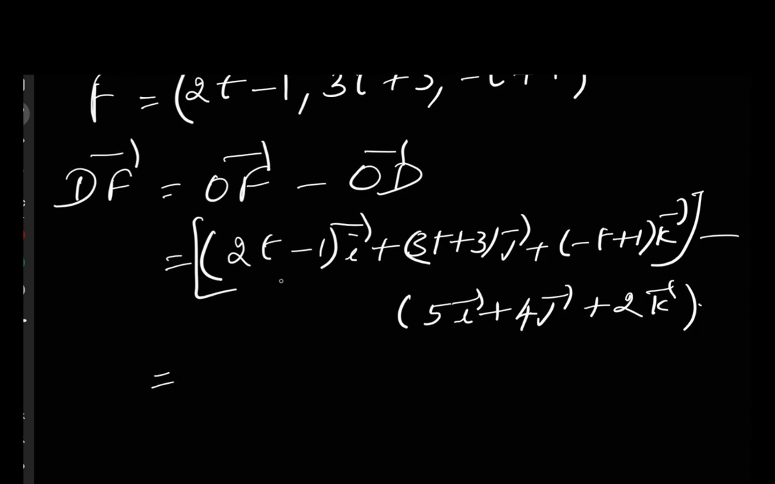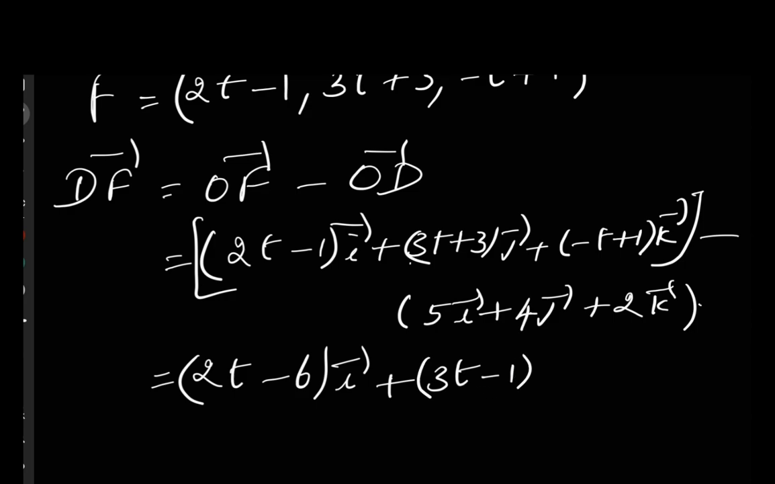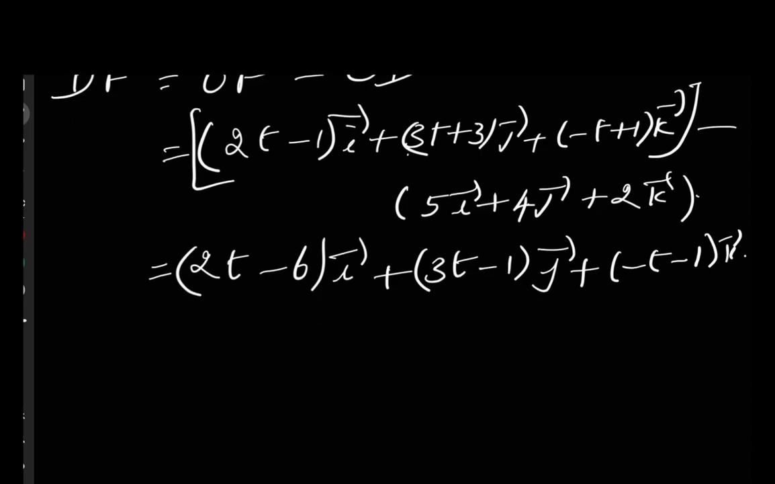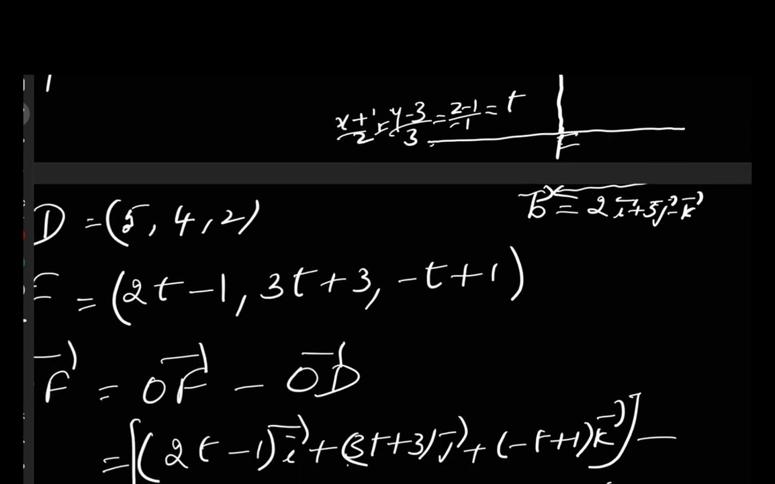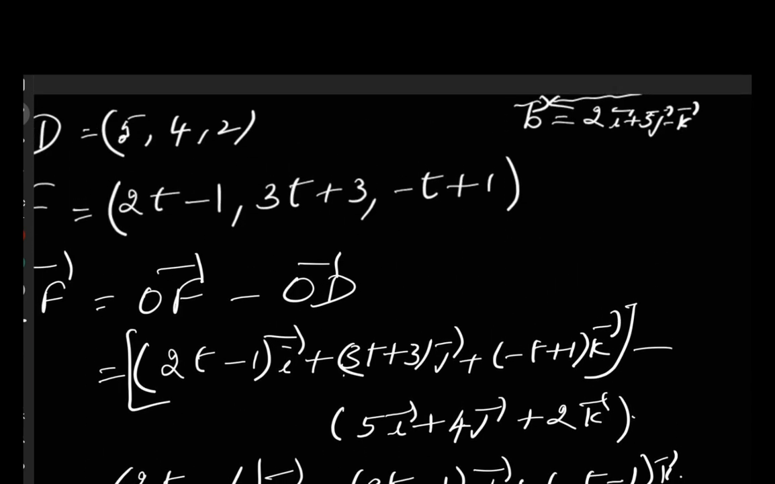So just do the calculation. i with i: 2t minus 1 minus 5 is (2t minus 6) i vector. 3t plus 3 minus 4 is (3t minus 1) j vector. Minus t plus 1 minus 2 is (minus t minus 1) k vector. So this is our DF vector. But we have to find the point F only here.